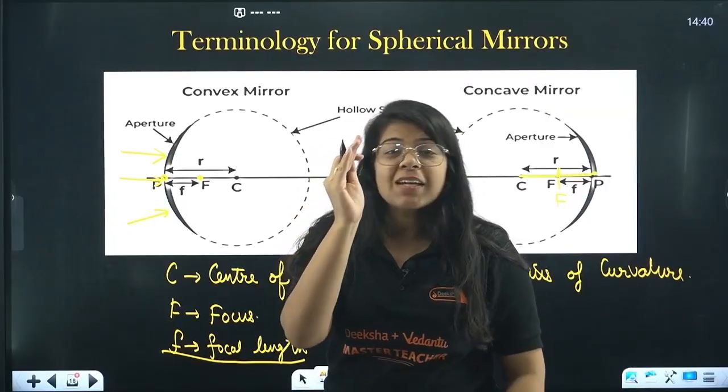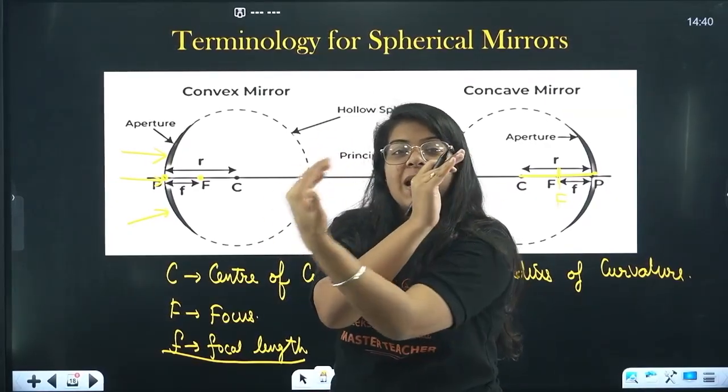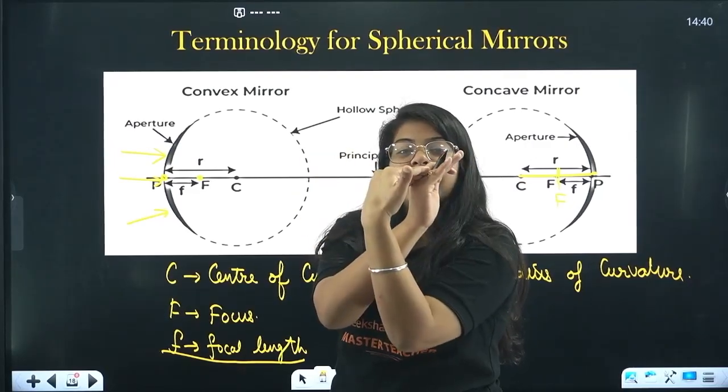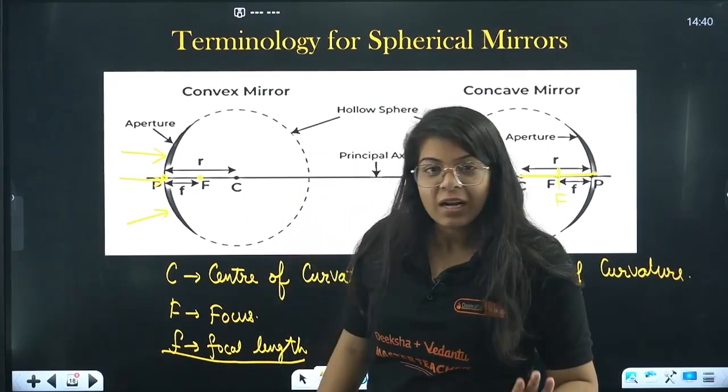So we have a concave mirror whose inward part is reflecting. We have a convex mirror whose outward part is reflecting. Outward part is reflecting, light is coming like this. Inward part is reflecting. Understood?